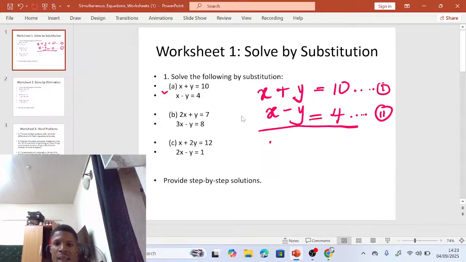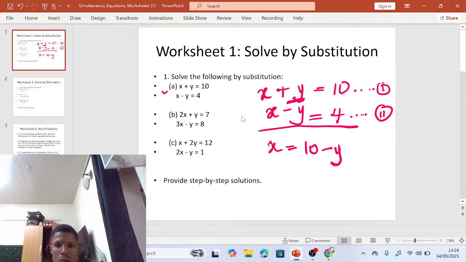I'll now subtract this y from both sides. So if I do that, x is now equal to 10 minus y. If x is equal to 10 minus y, it's now simple. Now we substitute x to be 10 minus y in equation 2.